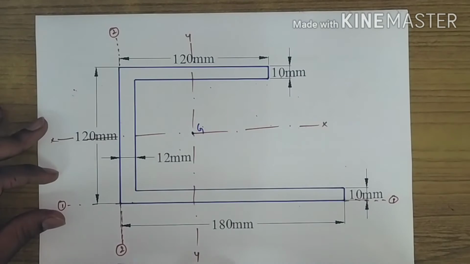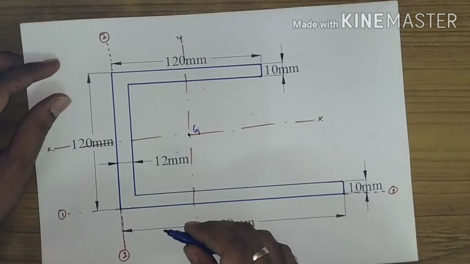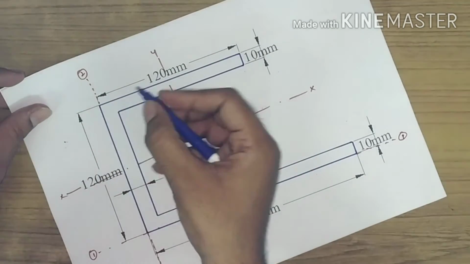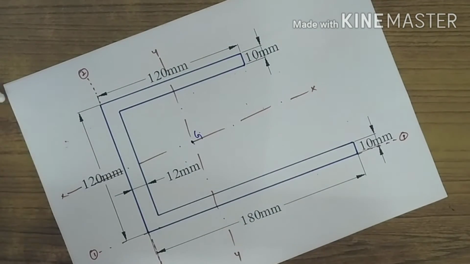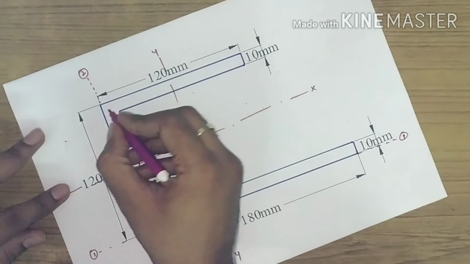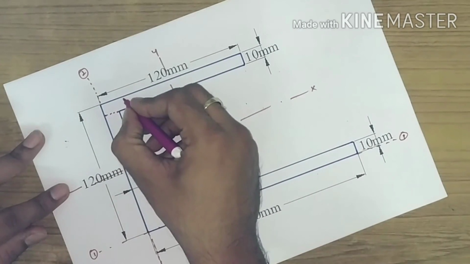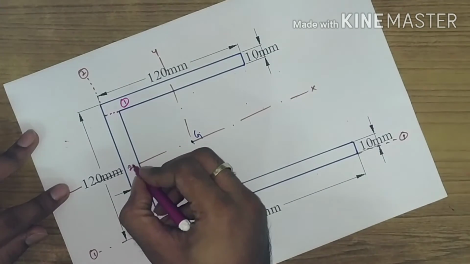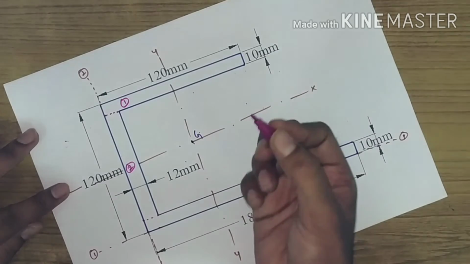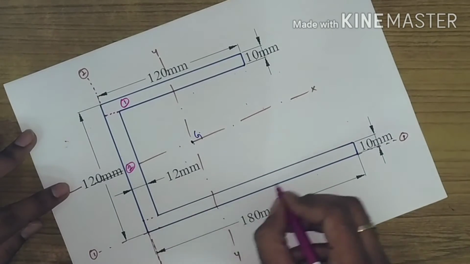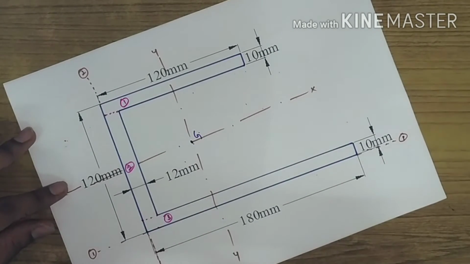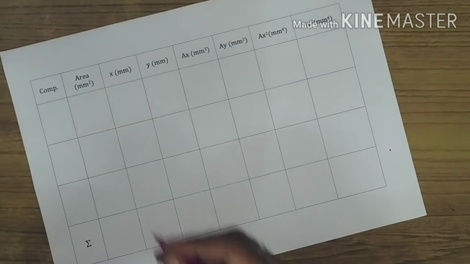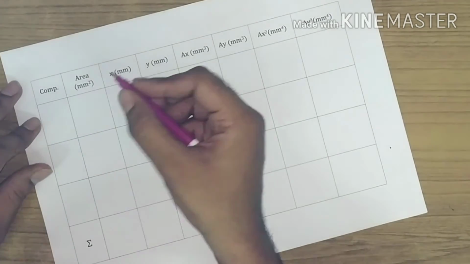Again, if we want to solve this problem, we'll have to divide the given section. So if you divide the given section into its components, let's call this the first component. I'll take this rectangle as the second component, and I'll take this rectangle as the third component. So we'll have to determine all the required quantities for these particular shapes.